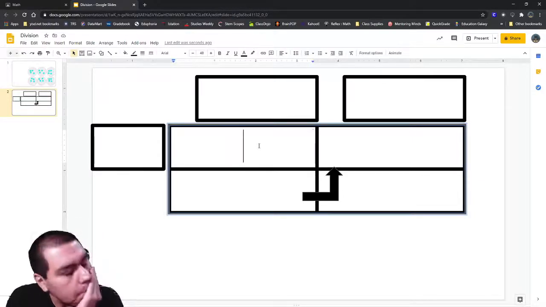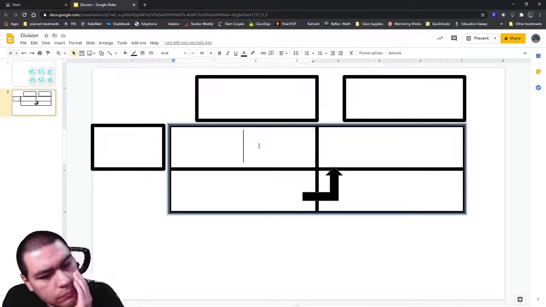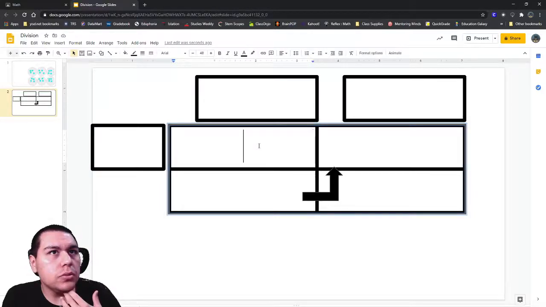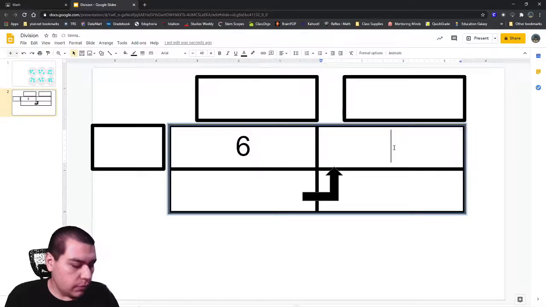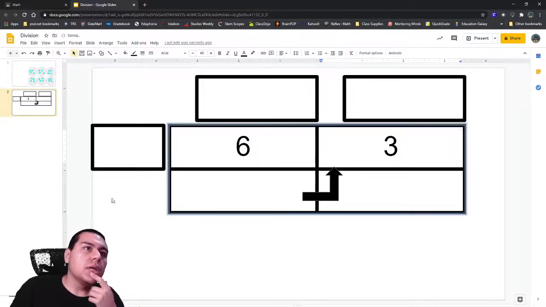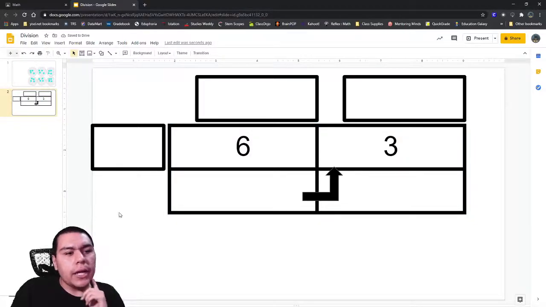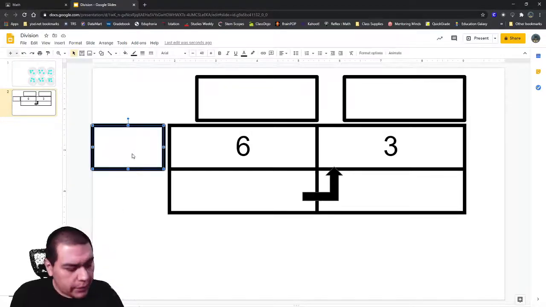Let's try, let's do 63. 63, and we're going to divide by, let's divide by 3.